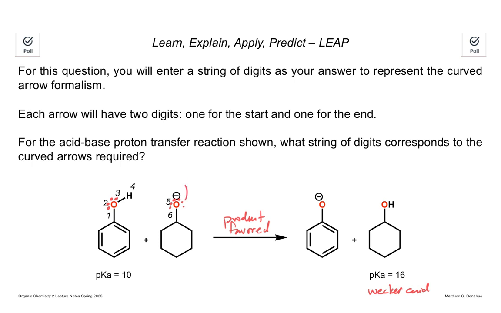So one of these lone pairs will act as the base to abstract that hydrogen. That's the proton transfer. And then you end up with the phenoxide and the cyclohexanol. Questions?